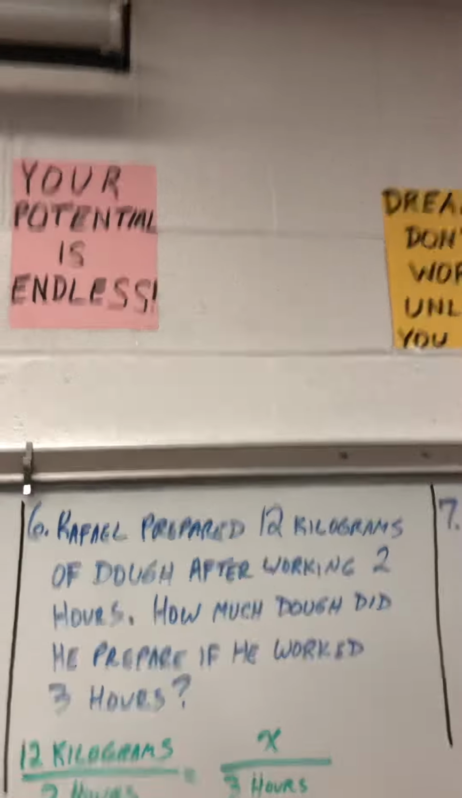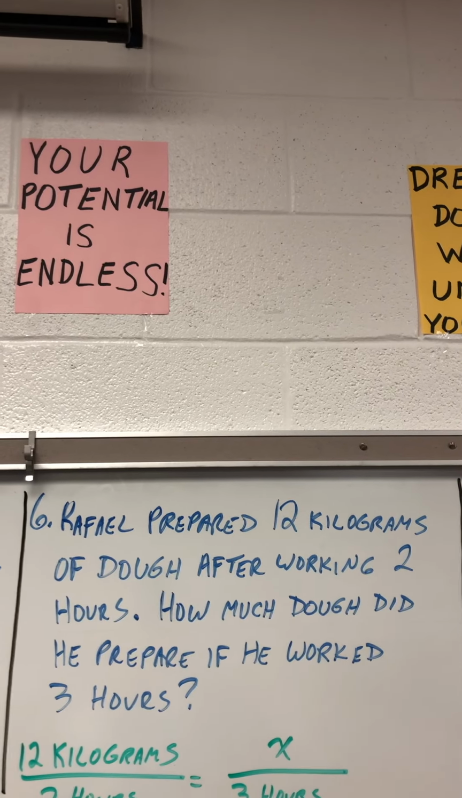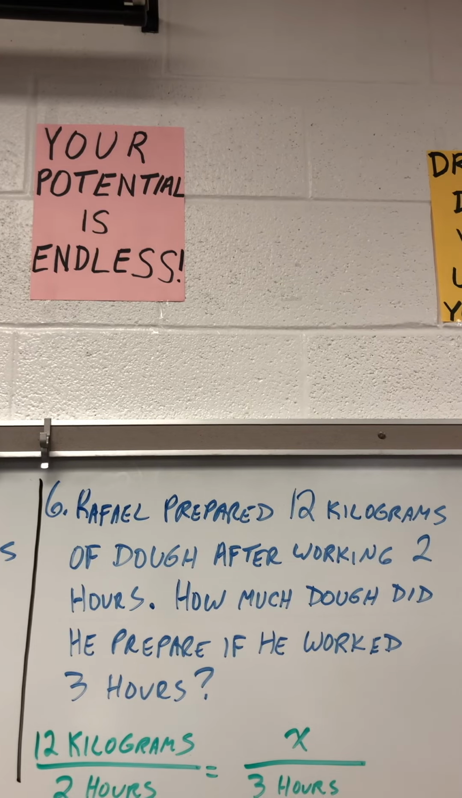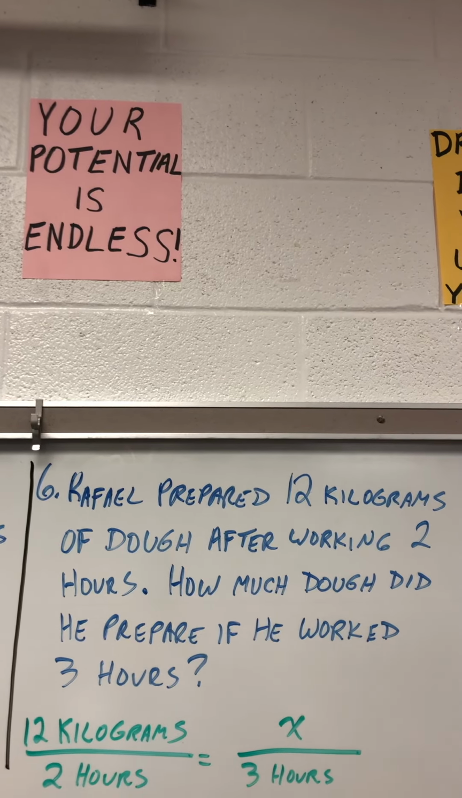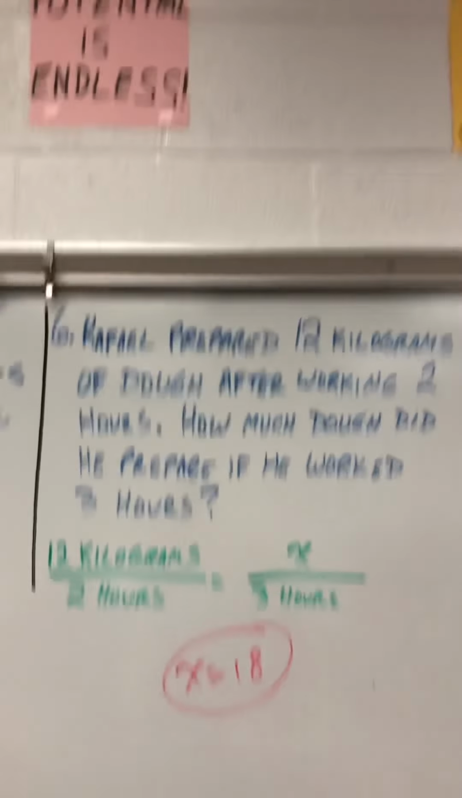Raphael prepared 12 kilograms of dough after working 2 hours. How much dough did he prepare if he worked 3 hours? 12 divided by 2 is 6. So 6 kilograms per hour times 3 is going to be 18.